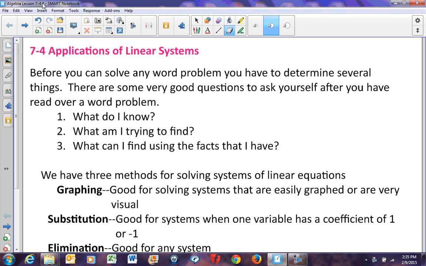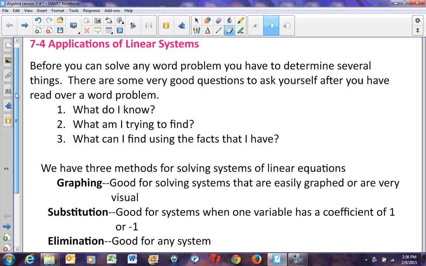This is Algebra Lesson 7-4, Applications of Linear Systems, which basically means word problems. Before you can solve any word problem, you have to determine several things. There are some really good questions to ask yourself after you've read over a word problem 1 or 2 times. One question you should ask, what do I know? Second question, what am I trying to find, or what do I need to know? And third question, how can I use what I know to find what I need to find?